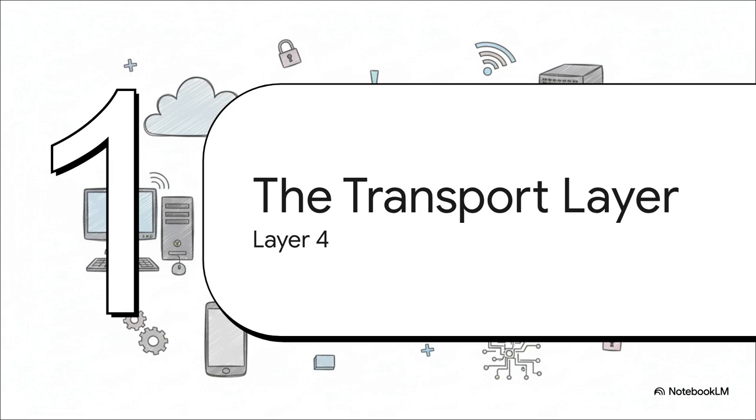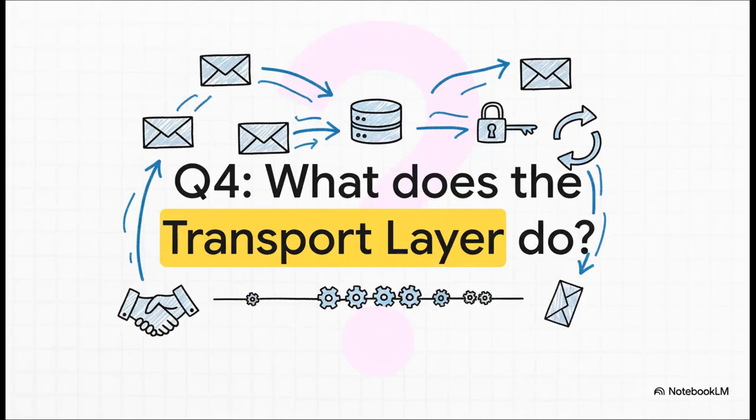Okay, now we're getting into the real guts of it. We're diving down to layer 4, the transport layer. This is where a lot of the heavy lifting for data delivery really happens. This is a big one. So what is the fundamental purpose of the transport layer? What makes it so essential for reliable communication?